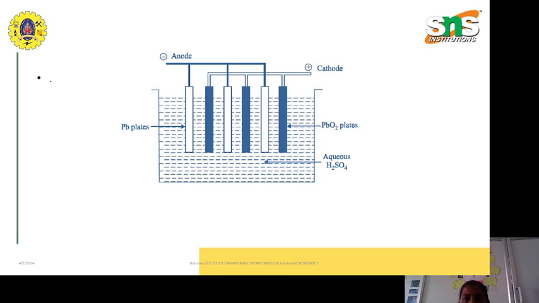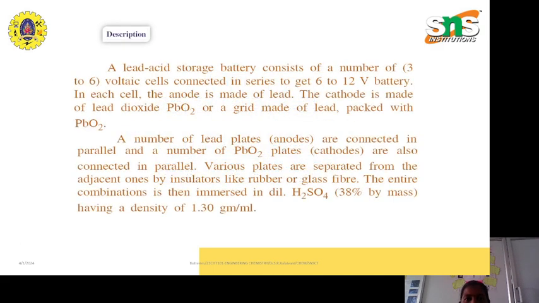This is the diagram for the lead storage cell. 3 anodes and 3 cathodes are connected in series. Both anode and cathode are immersed in the electrolyte. Anode is made up of lead plates. Cathode is made up of lead oxide. Both lead and lead oxide plates are immersed in sulfuric acid having a density of 1.30 gram per ml. This is the diagram for the lead acid battery.